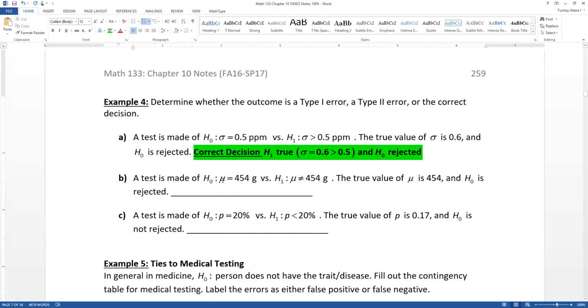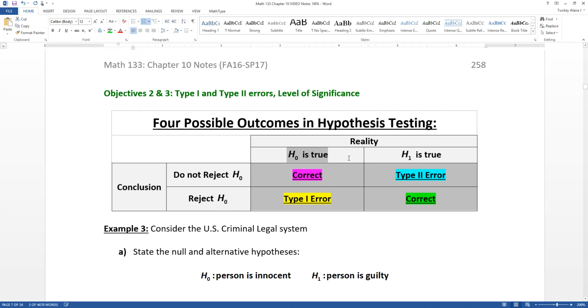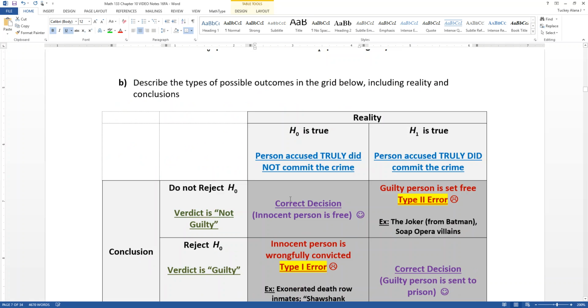All right, now we're going to do a different test, this time of mu equal to 454 g, for grams, and mu not equal to 454. The null hypothesis is rejected. Uh-oh. The true value of mu is 454. That means the null hypothesis is actually true, because the null hypothesis says that mu is equal to 454, but we rejected it. Let's go back up and look at the table. The null hypothesis was actually true, but we rejected it. That means we're making a type 1 error, right?